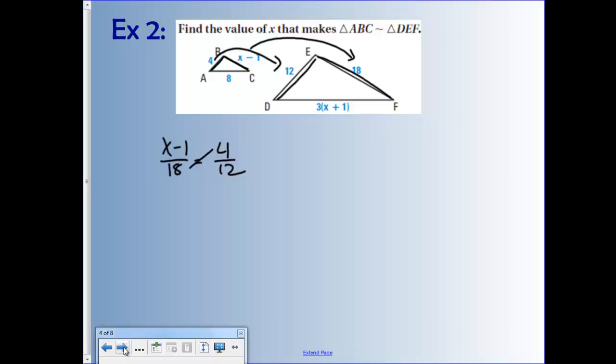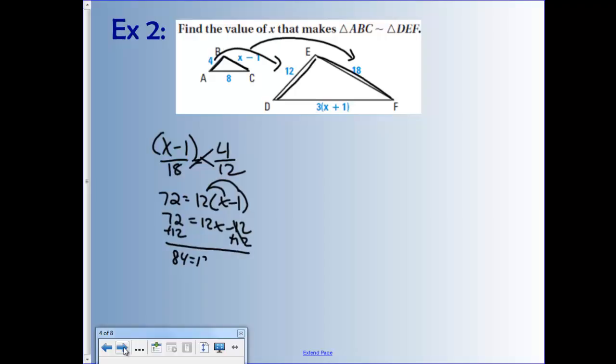But you could, if you knew how to do that. Cross multiply, solve it. 18 times 4, 72. I have an x minus 1, so don't forget your parentheses around it because of that plus or minus. And multiply here. We have 12 times your x minus 1. Distribute. Add your 12. 84 equals 12x. We divide. x is 7.